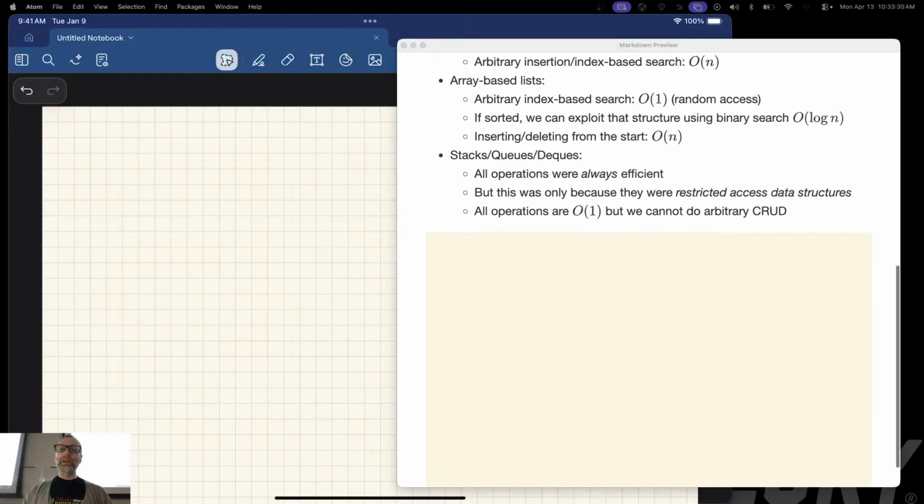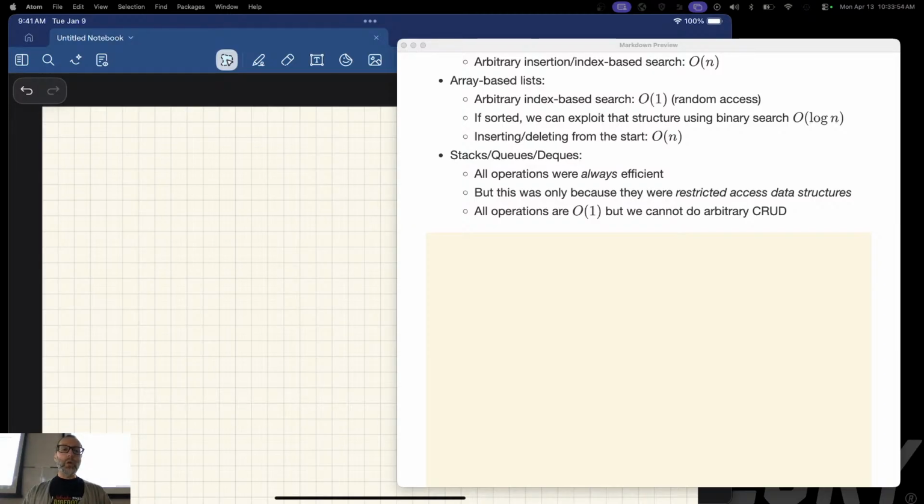Because you could do it with a linked list, always working at the head or the tail. Those are going to be order one operations. But you cannot do arbitrary CRUD. You can't arbitrarily insert something into the stack. If you did, of course, that would knock over all the dishes, and that would be a completely different data structure. You're not shopping for a stack anymore. You probably want a list, right? And then we're back to the linked list and array-based lists.